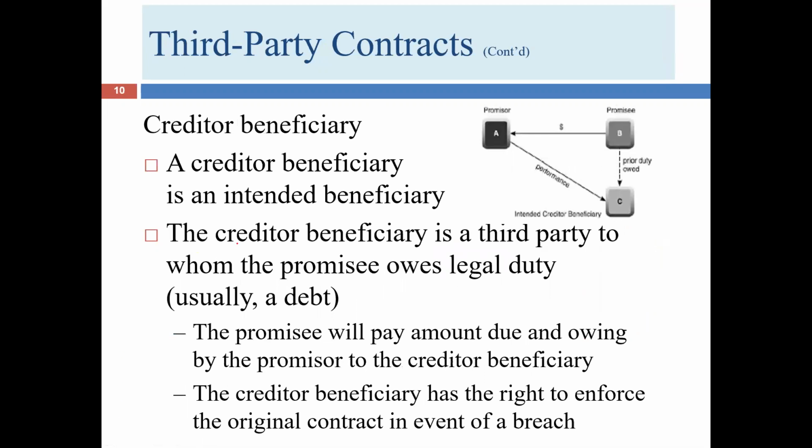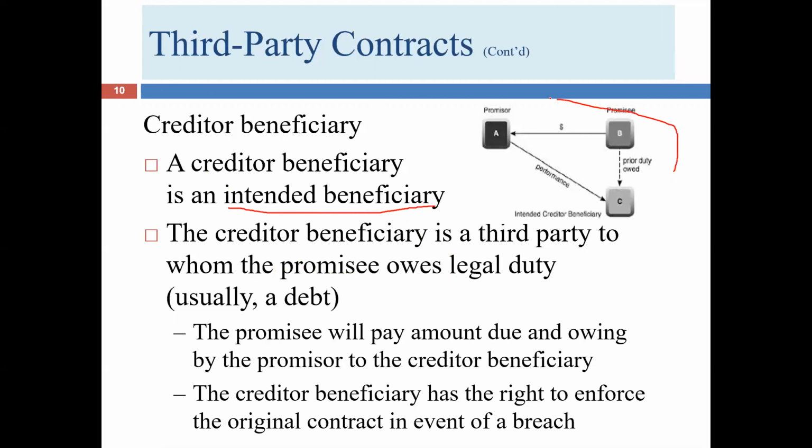Now we're on to the creditor beneficiary scenario. Okay, so let's consider the creditor beneficiary. Again, this is just like the Donee beneficiary. He's an intended beneficiary, so he's in that category. He's not an incidental beneficiary. The creditor beneficiary is a third party to whom the promisee owes a legal duty.